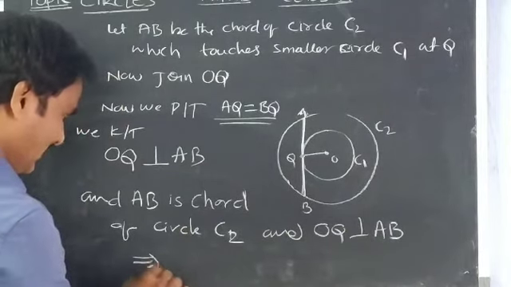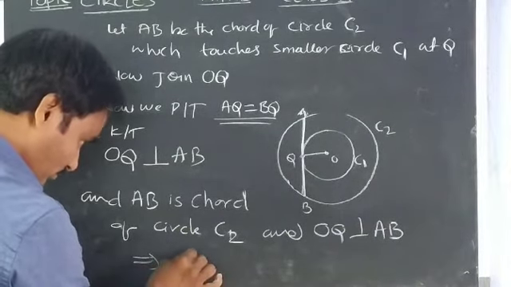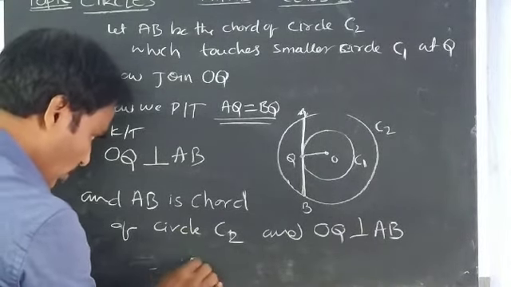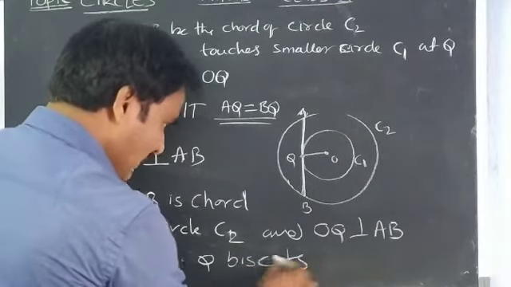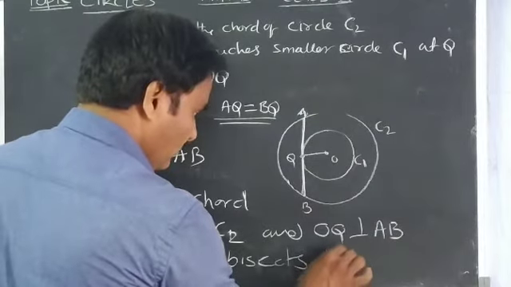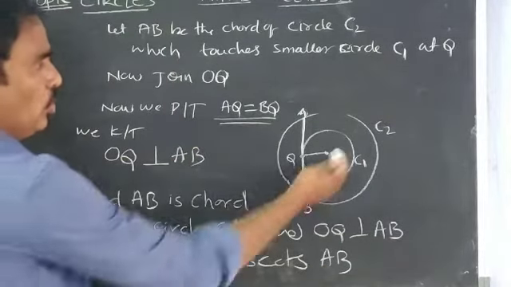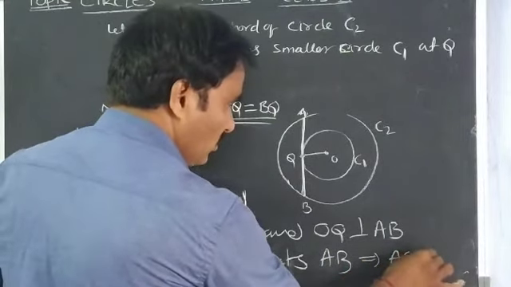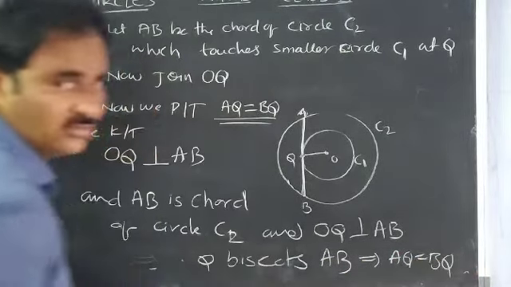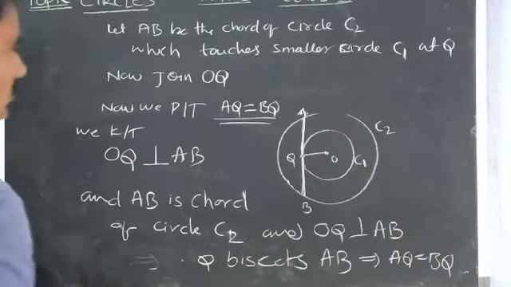From this we can say that, therefore, Q bisects AB. So that implies we can write AQ equals BQ. That's all. Okay. Note this.